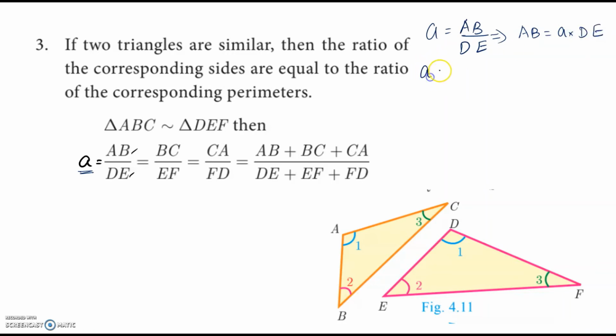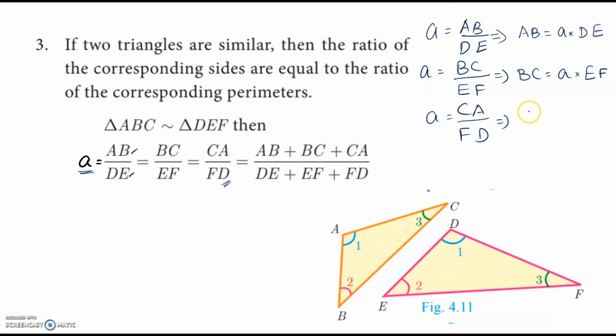Similarly, my A is equal to BC over EF. That implies my BC is equal to A times EF. Then A equals, let me take the third one now, CA by FD, which implies my CA is equal to A times FD. Right. Now let me add 1, 2, and 3.